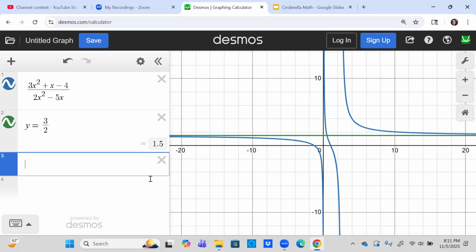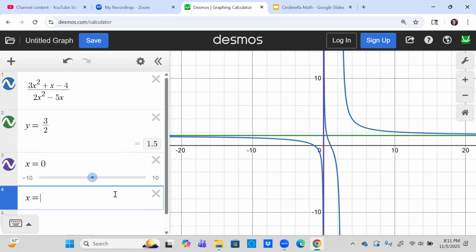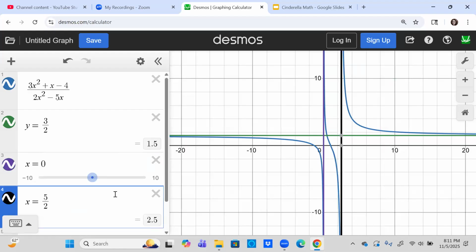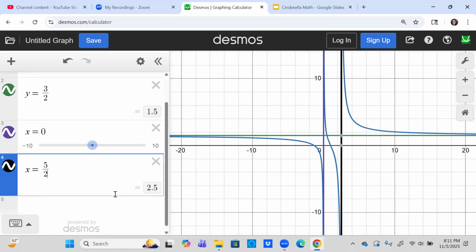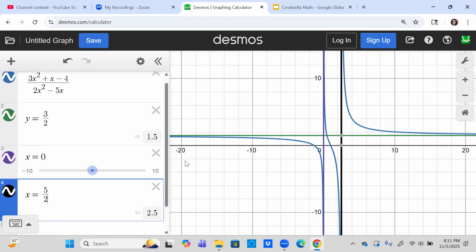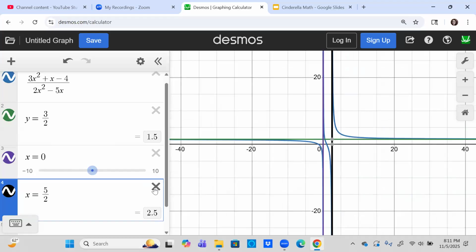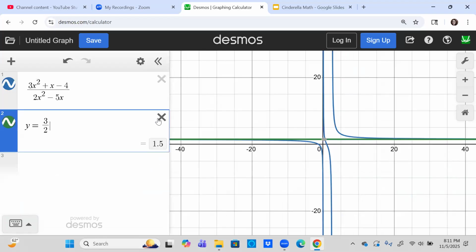Let's put on the asymptotes. So it was x equals 0, vertical asymptote, and x equals 5/2. Yep, that looks fine. I think that was it. There it is. Looks good. I'll take off the asymptotes now so you can see it in all its glory.